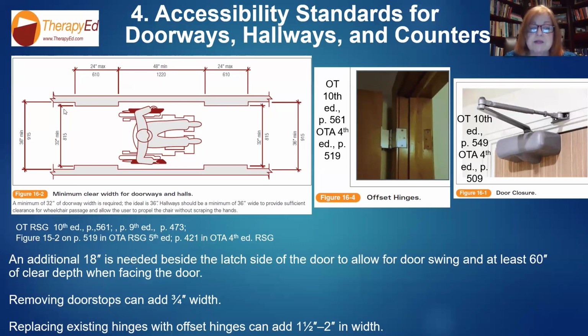So one way to make this a little wider is you can remove a doorstop. The doorstop is that piece of wood that keeps the door from slamming. This is a doorstop here. See how it sticks out? That keeps the door from slamming. You remove that, you gain 3/4 of an inch. And then you can also replace existing hinges.